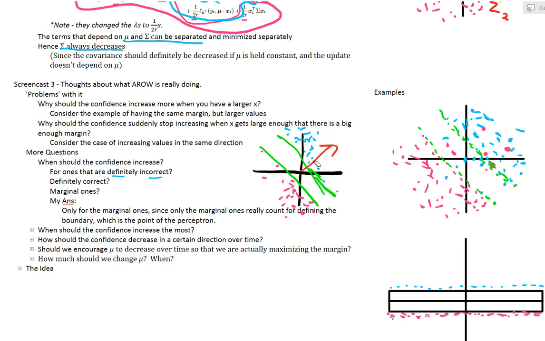So only the really marginal points should matter. The points that are misclassified shouldn't really matter, and the points that are totally correctly classified should not matter. So when should the confidence increase most? Well, presumably in these marginal cases.